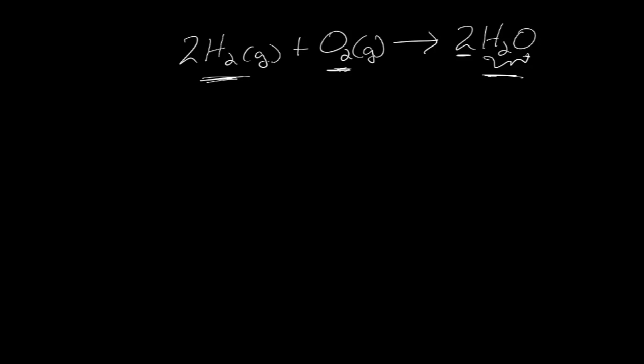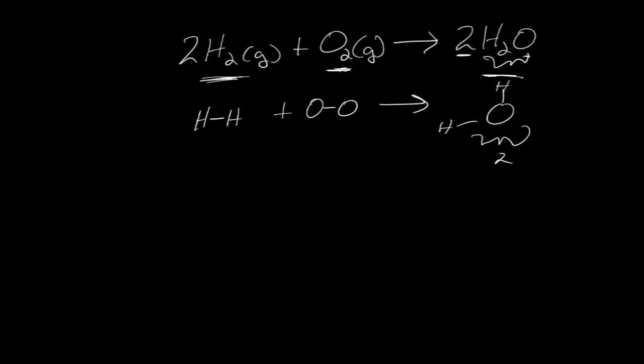So let's take a look at what that would look like. Hydrogen gas bonded to hydrogen gas plus oxygen gas bonded to oxygen gas yields water. That's hydrogen and hydrogen, 2 hydrogens bonded to 1 oxygen. And there's 2 of these, and there's 2 of these, right?